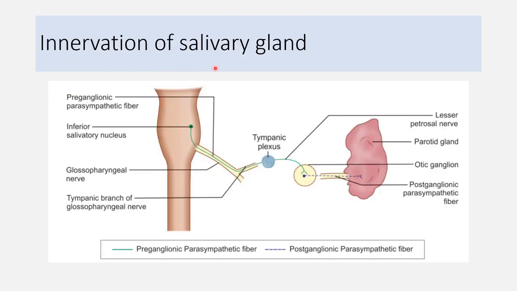Innervation of the salivary glands. Salivary glands are innervated by the autonomic nervous system. Both the sympathetic as well as the parasympathetic division innervate salivary glands. Here we can see the parasympathetic innervation of the parotid gland. From the inferior salivary nucleus, glossopharyngeal nerve preganglionic fibers arise and they end in the otic ganglion. Postganglionic fibers are short and they supply the parotid gland.